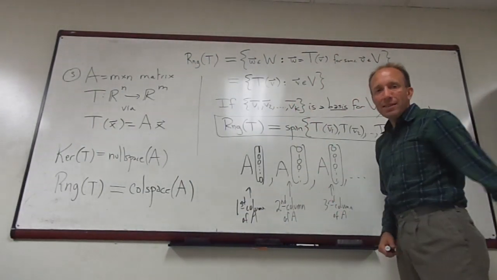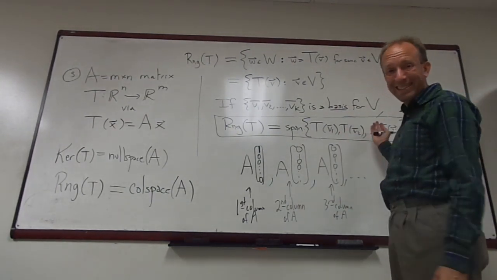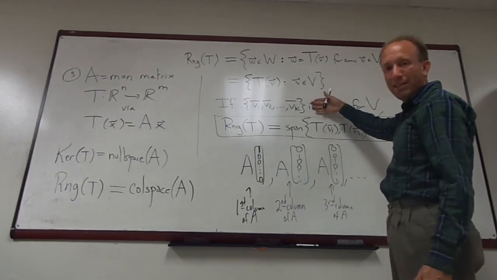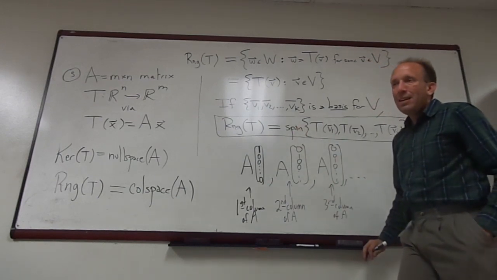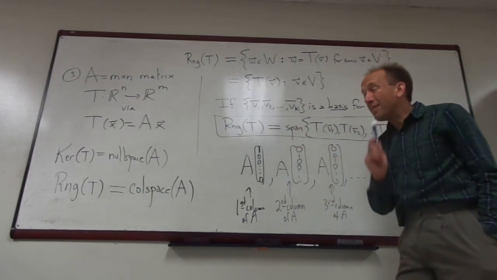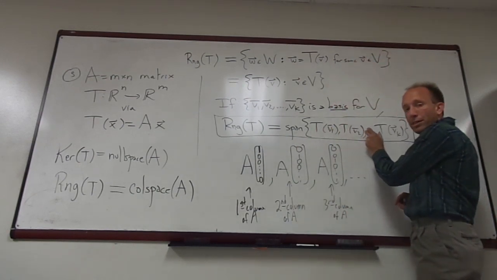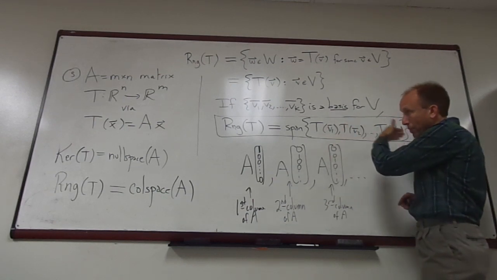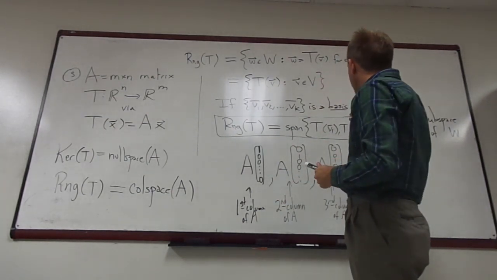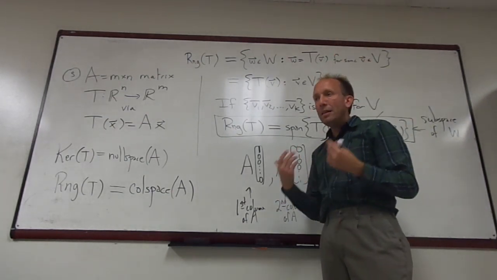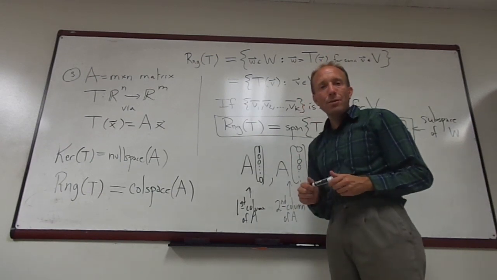Computationally, the range of T in some ways is easier than the kernel because you have a formula for it. You just have to choose a basis for V, transform all those guys, and throw the word span in front of it. If I ask you for a basis for the range of T, then you have to be careful. These vectors in this set will span the range of T, but they might be linearly dependent. So you have to make sure that you throw away any vectors that might be linearly dependent. Okay? All right. Well, that's at least a little start on this.